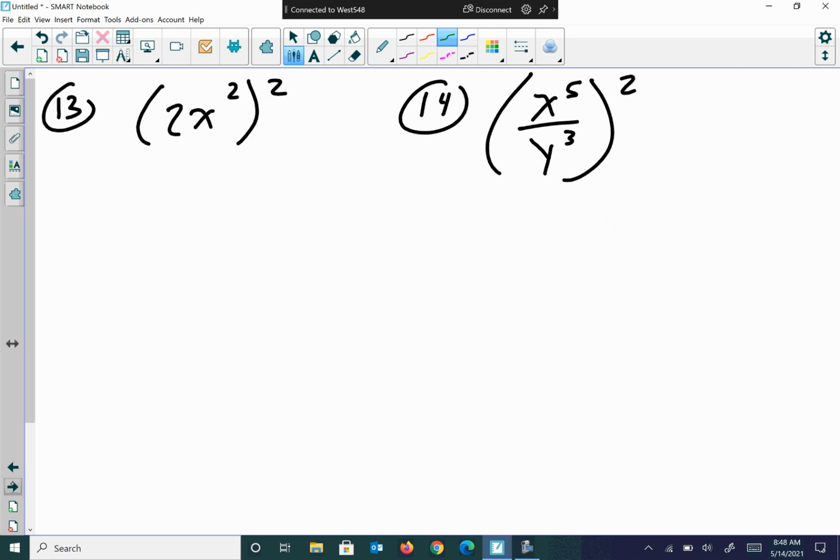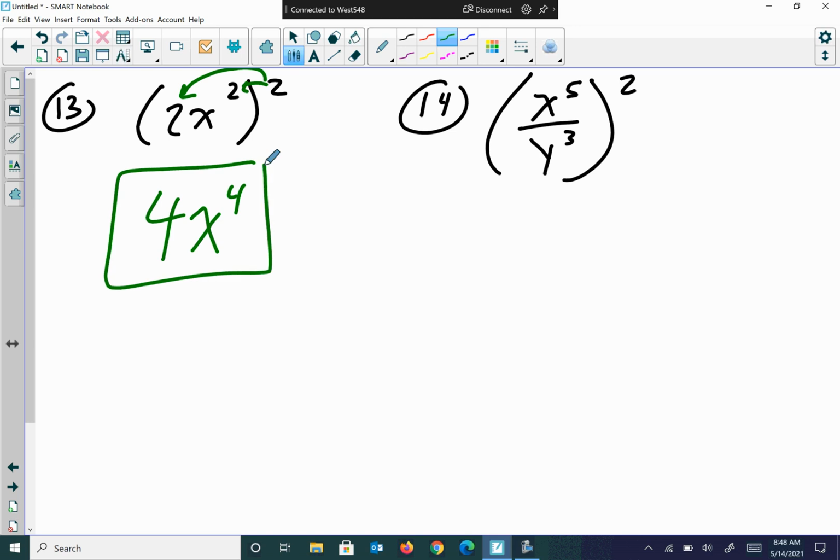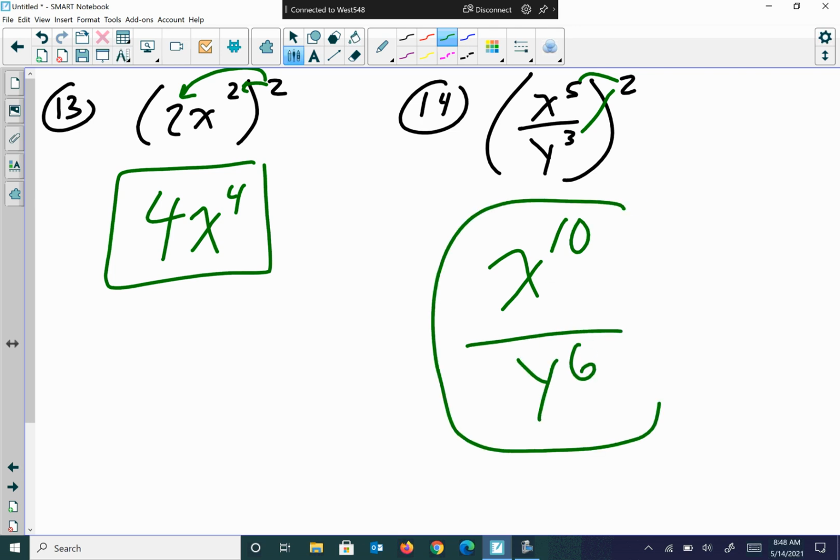All right, this one, I'm going to distribute the 2 to there, 2 to there, so I get 2 to the second, which is 4. X to the second, I multiply the exponents to get 4. Power to a power, multiply the exponents, so I get x to the 10th over y to the 6th. Good in the hood?